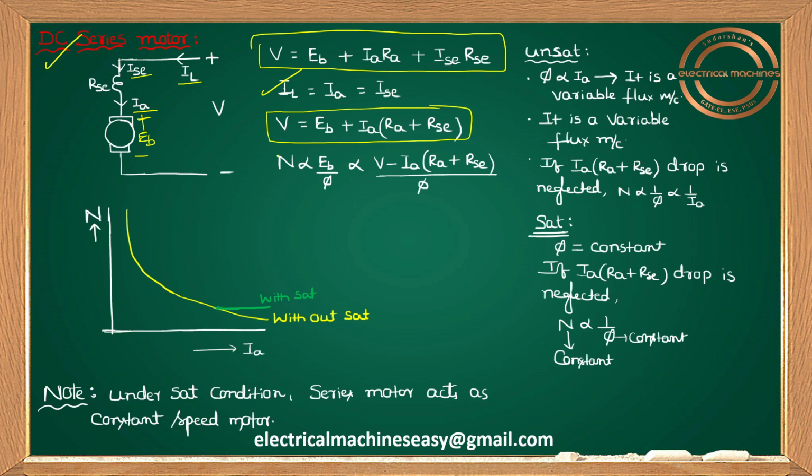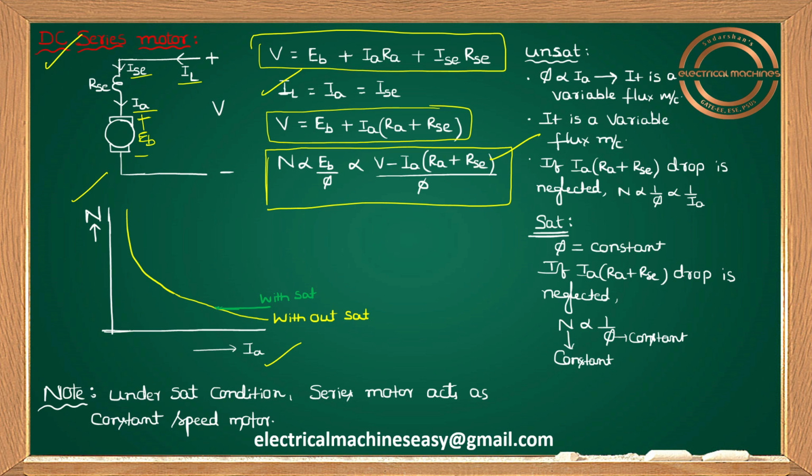And if you want to draw N versus IA curve, first of all you should know the expression for N. Generally N is proportional to EB by flux. In place of EB, I can write V minus IA into RA plus RSC, by flux. Guys, previously we saw for DC shunt motor, I explained N versus IA curve, T versus IA curve, N versus T curve, without armature reaction and with armature reaction.